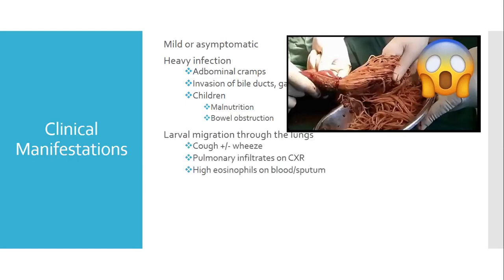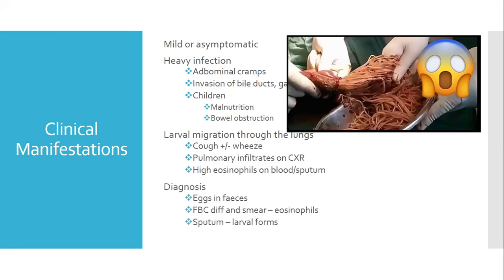So if you think back to that life cycle, the larvae would then migrate to the circulation and go into the lungs. And while they are in the lungs, various symptoms and signs can then present. The patient can present with a cough, which may be associated with a wheeze. And obviously this can be confused with conditions like asthma. The patient on chest X-ray would have pulmonary infiltrates, and then they would also have a high eosinophil count on the diff count, and they can have these eosinophils on sputum MCNS as well.